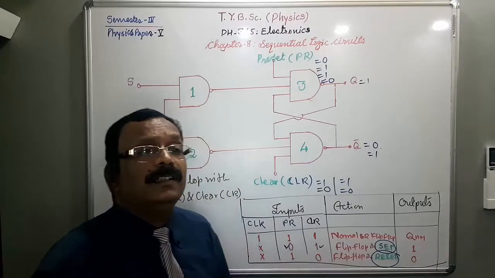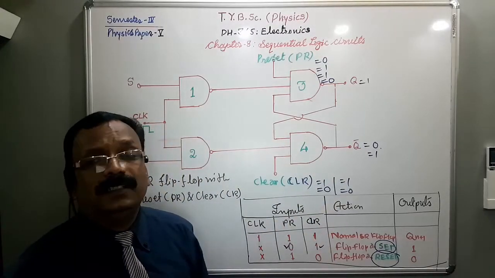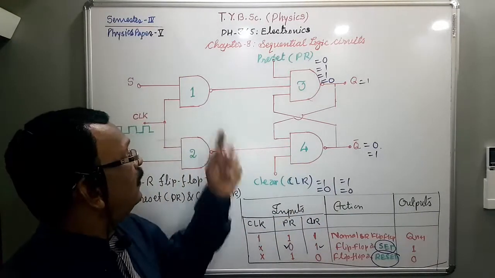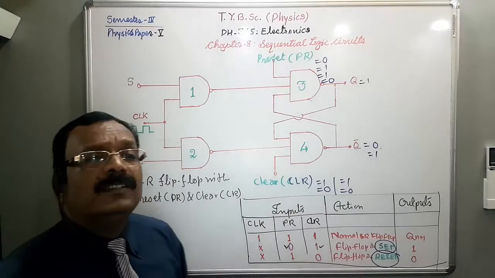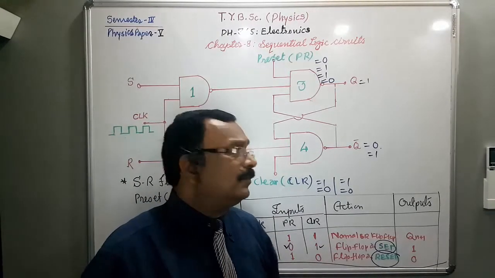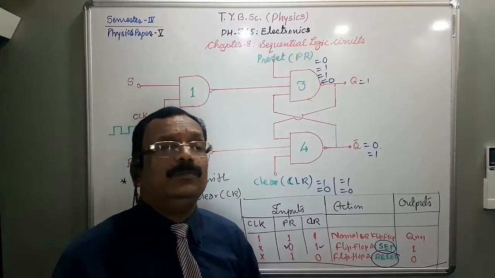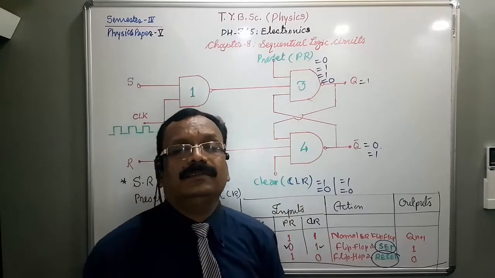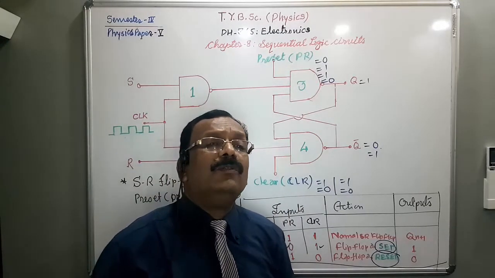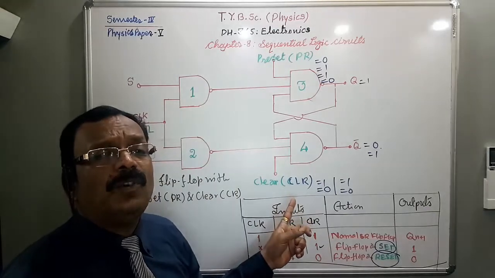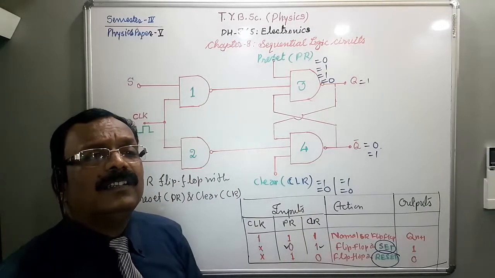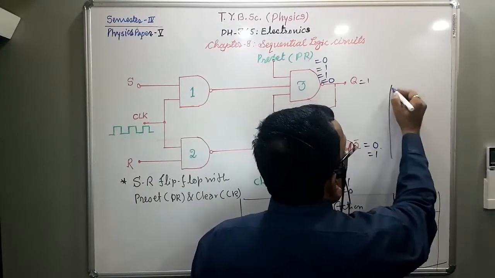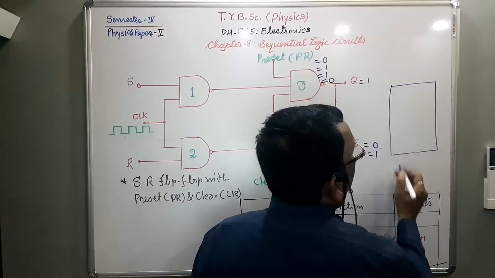In this way, this circuit operates, and this truth table summarizes the operation of this RS flip-flop with two extra input terminals, preset that is PR and clear that is CLR. Now the symbol for this SR flip-flop with preset and clear is very important. See how the symbol is. The symbol is looking like this.